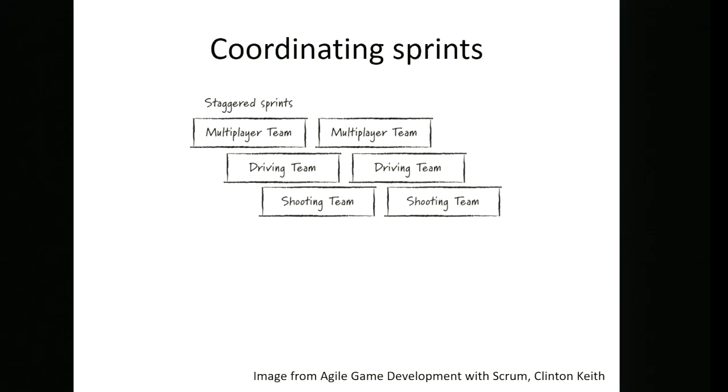Something else we mentioned was coordinating sprints. There's a couple of ways you might coordinate sprints to help with dependencies. You could stagger them. So if we're looking at the game idea again, you might have it so that the teams are just slightly staggered with their sprints, and that should mean that anything the driving team needs in its second sprint, something that's been completed by the multiplayer team in their previous sprint, will be available.